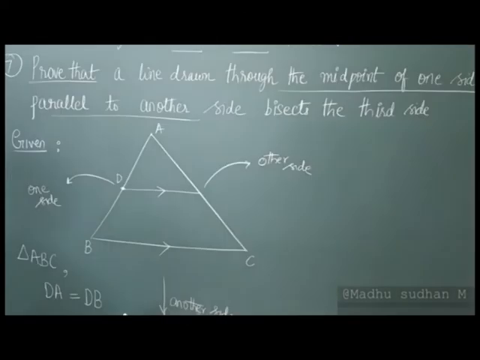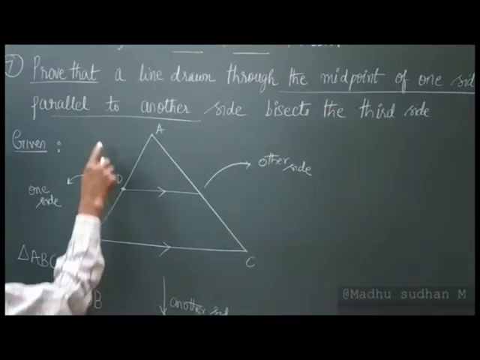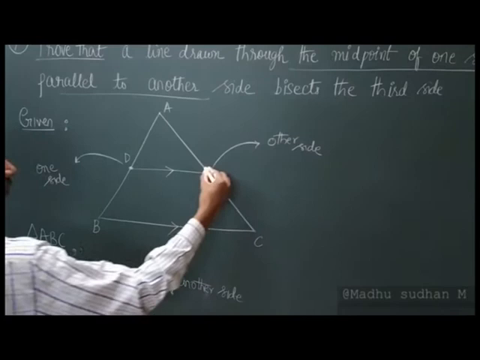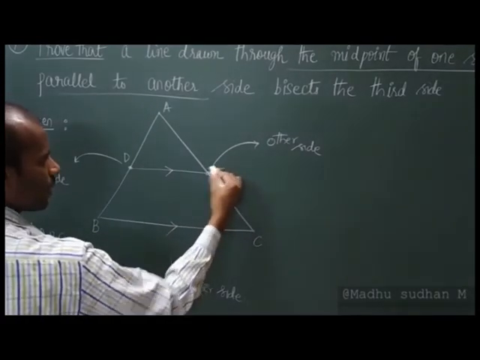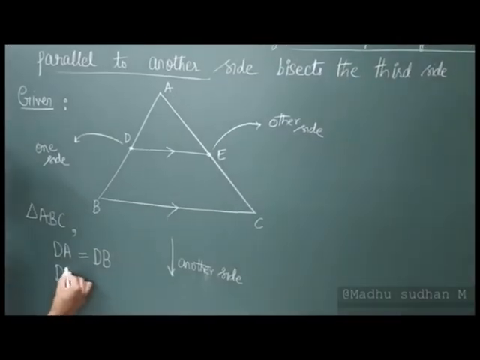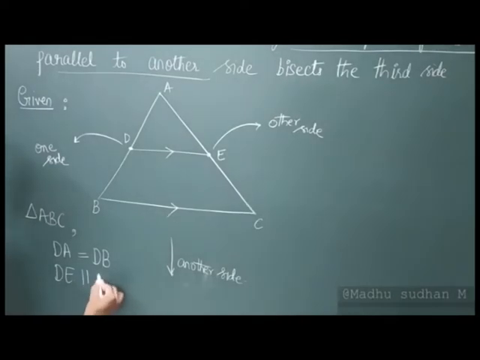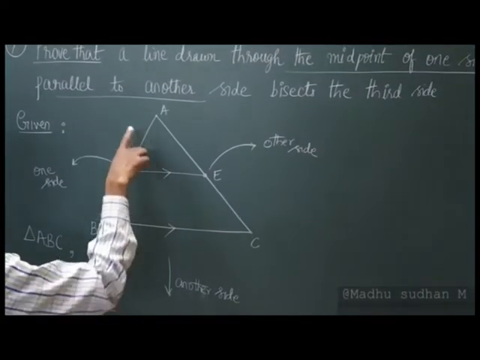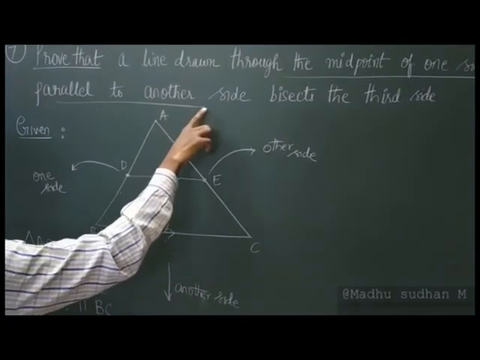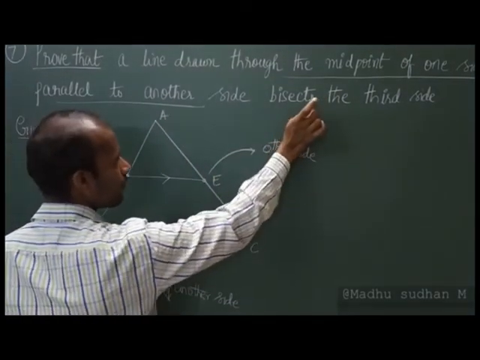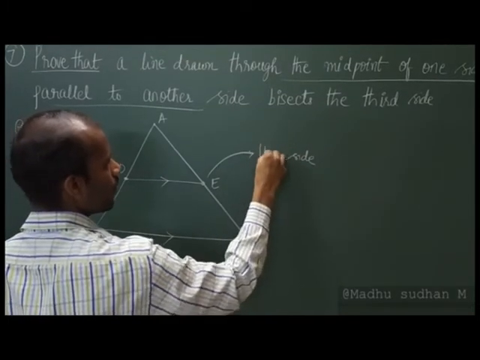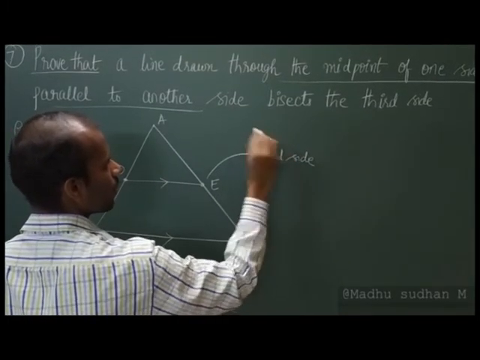Okay. Midpoint of one side of a parallel to another side. So let me write here. Let this vertex be E here. So this is DE parallel to BC, bisects the third side. So this shall be the third side.